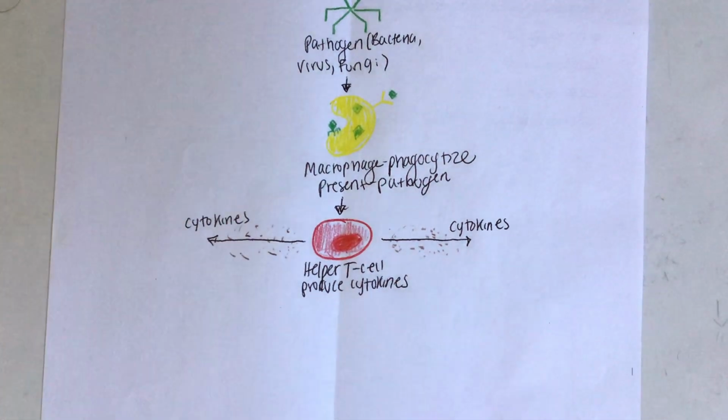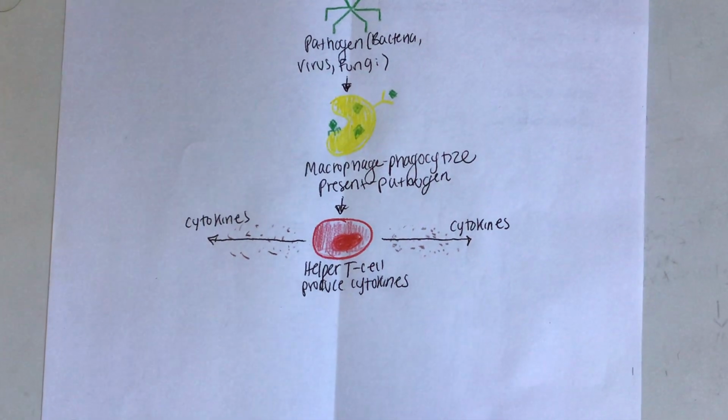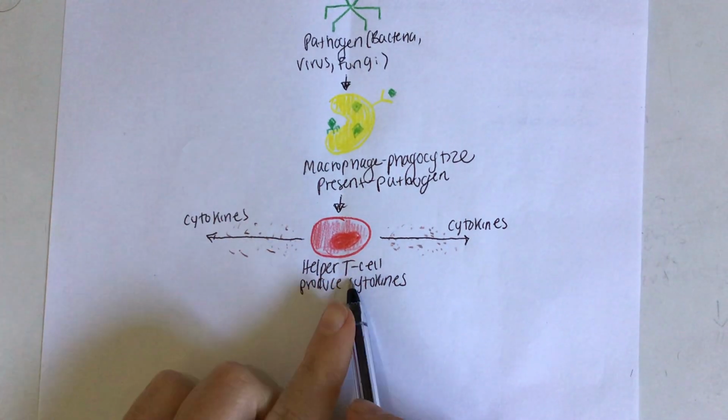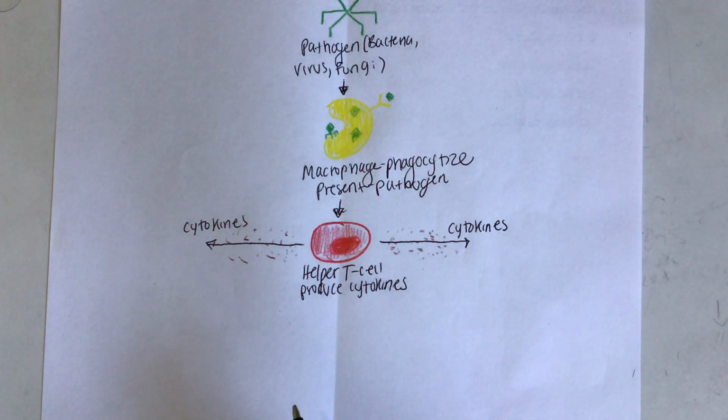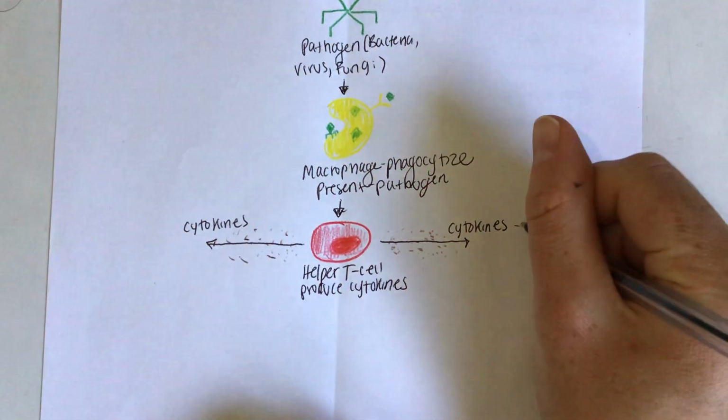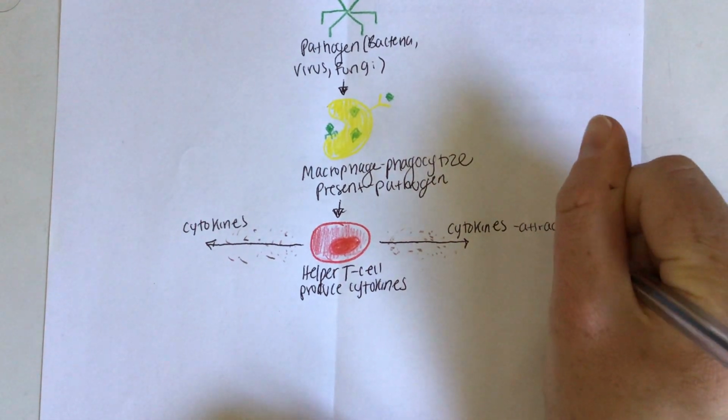Okay, so we're going to start over on the cell-mediated immunity side. And we just talked about how helper T cells produce cytokines. Now, cytokines actually don't attack the pathogen directly themselves. They just attract other cells. So we'll write that down.